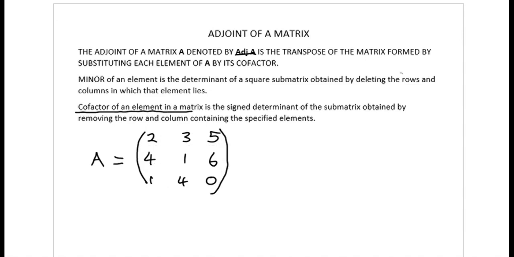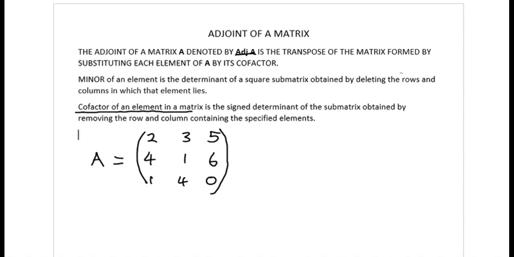Now the first thing we are going to do is get its cofactors. We can actually get the minors first, and then once we allocate the signs to each of the elements in this matrix, we'll have the cofactors. So let's start with the first element, moving through all these elements to the last, which is 0, getting the minors of each of these elements.